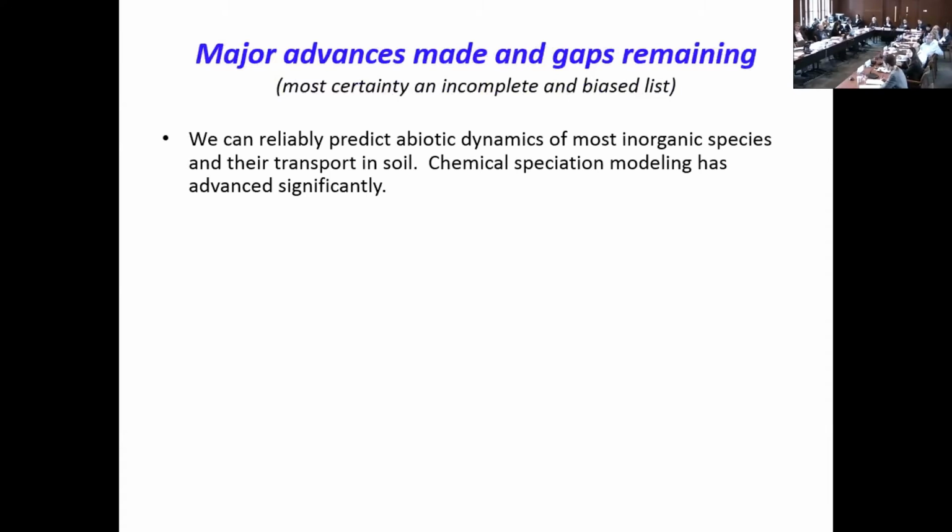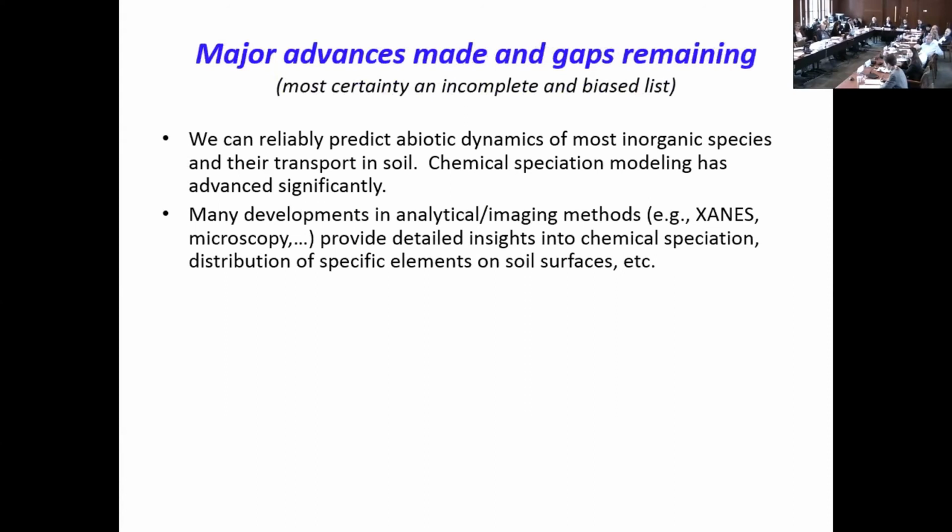It's my personal bias. We certainly can reliably predict abiotic dynamics of most chemical species, and Couch people will describe very nicely how they do this modeling. There are many new developments in analytical imaging methods, atomic force microscopy, that give you details of speciation of different elements in the soil matrix. We can look in detail at the characterization of soil, the iron phases that you have in the soil, etc.